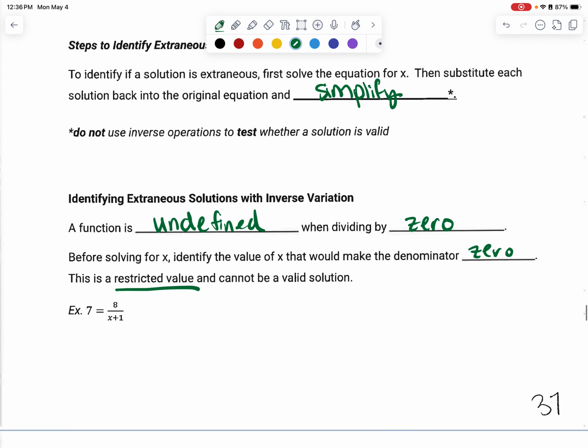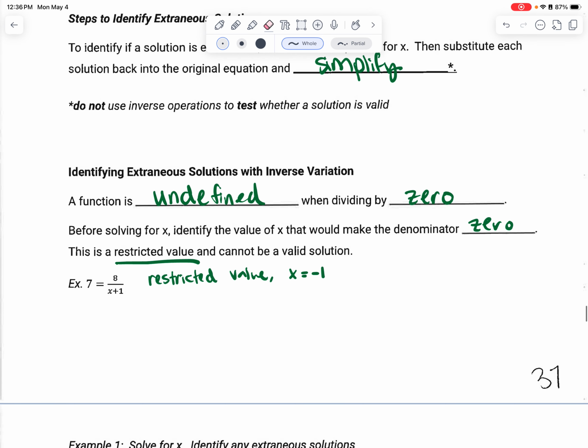For example, number 7, our restricted value is the location of the vertical asymptote, the value that would cause an issue for the domain. The value that is not included in the domain here is -1, because that makes the denominator here 0. This function is shifted left 1 unit, so we know the vertical asymptote is at x equals -1 instead of 0. That's our restricted value. No solutions are allowed to be x equals -1.